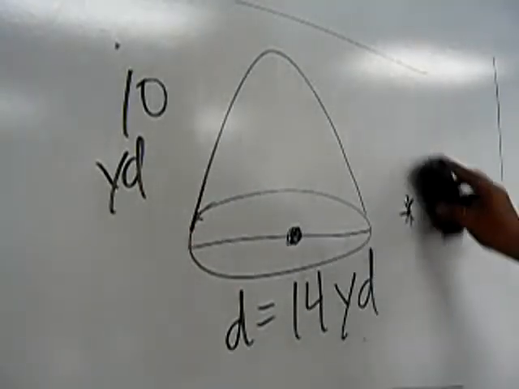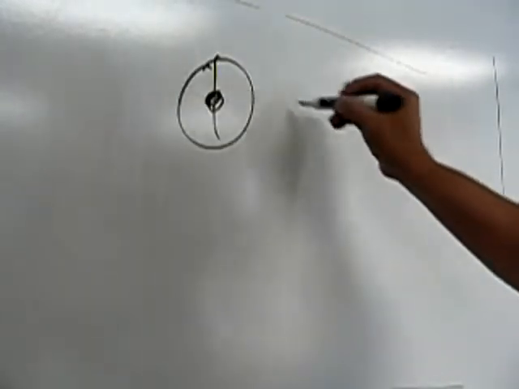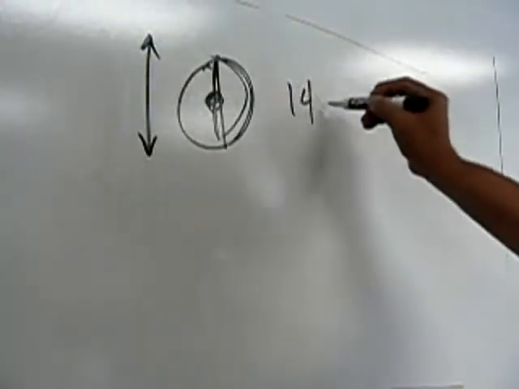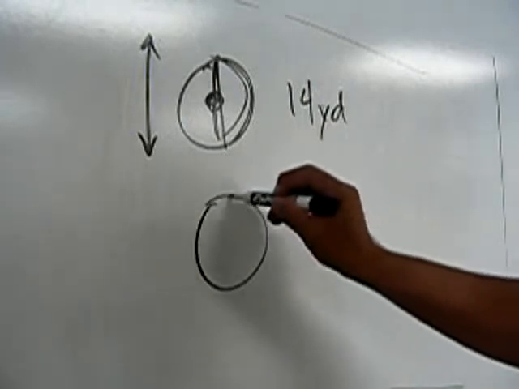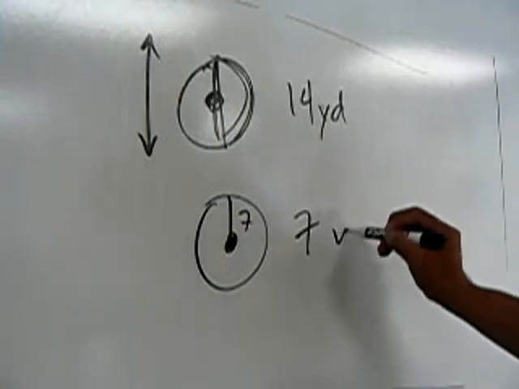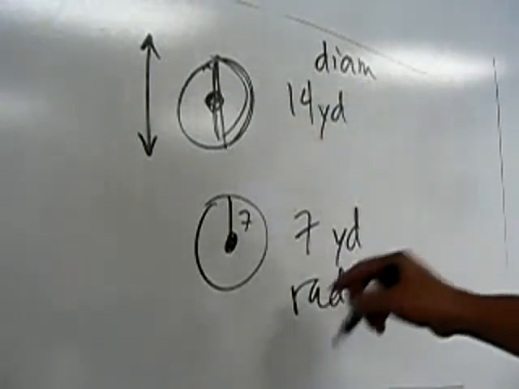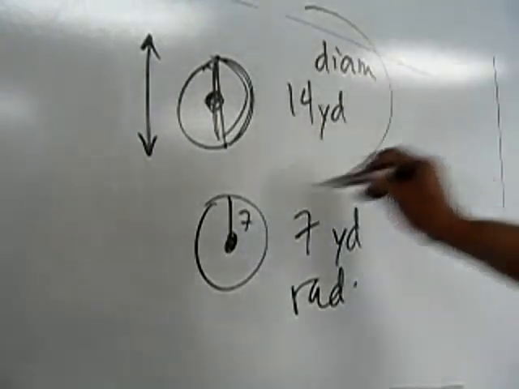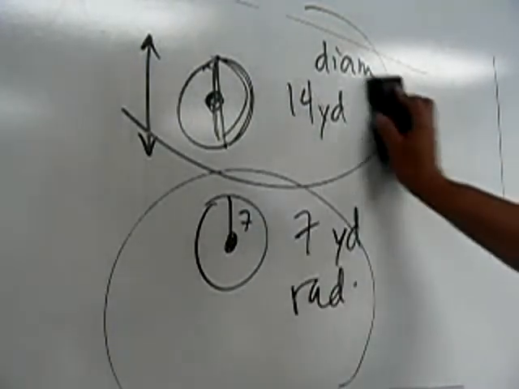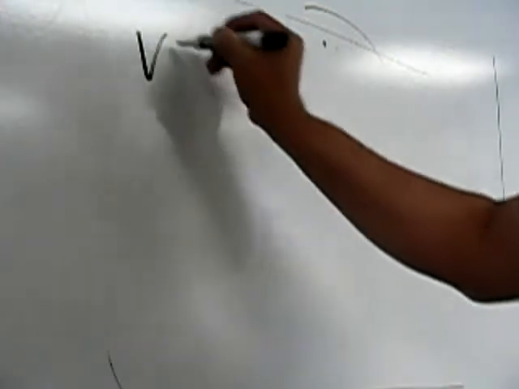So then let's pull things together. Diameter is all the way through. It makes the letter D in case you're not too sure. So then if I only go halfway, it would have to be 7. That would be the radius. So diameter goes all the way through. Radius only halfway through.